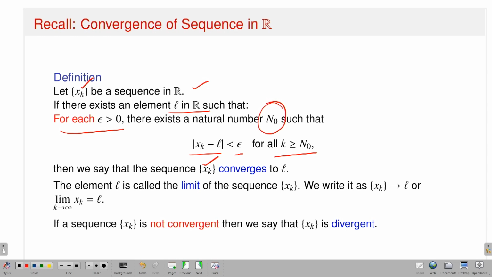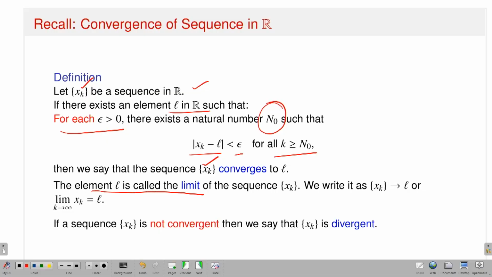So, what is going on? I am starting with a positive epsilon. I am saying that if I take any element from the tail of the sequence, the distance between the elements from the tail of the sequence and L is very small. If that happens, then I will say that my sequence xk converges to L. The element L is called the limit of the sequence xk. I will write xk converges to L, or sometimes limit as k approaches infinity of xk is equal to L. If a sequence xk is not convergent, then I will say that the sequence is divergent.